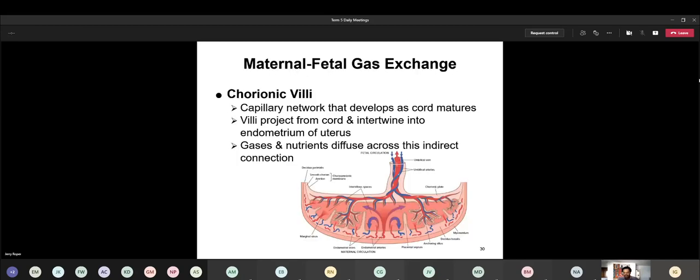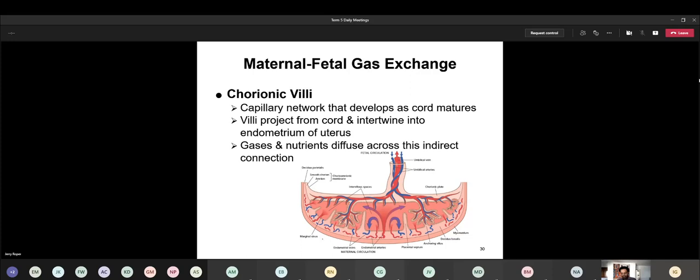Now, so chorionic villi. At some point, the trophoblast is going to need to break down some of the tissue in the endometrium. And when it does that, it's going to allow mom's blood to start to pool into these little different sections, these little different areas. And these little different areas are going to be known as the intervillous spaces.